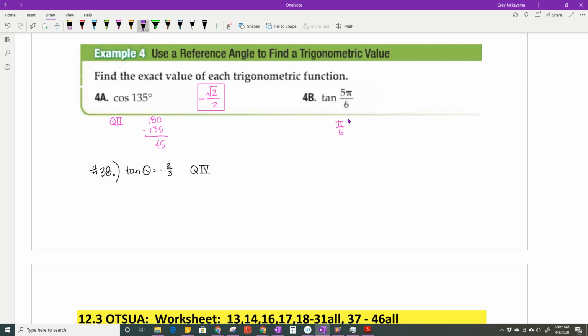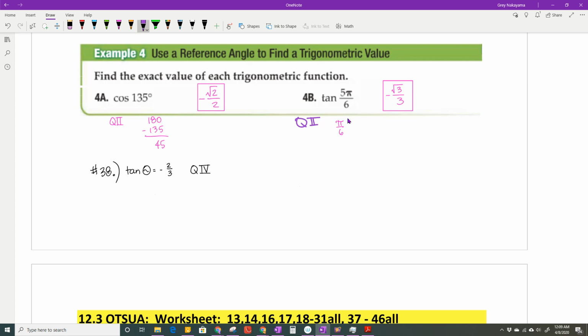But what quadrant is that in? I did not write it, so I'm going to write it again. It's in the second quadrant, and in the second quadrant, the tangent is negative. So my answer is negative square root of 3 over 3. Again, I'm doing this without a unit circle, so that's why it's helpful to know how to do these things, or to use your reference angles.